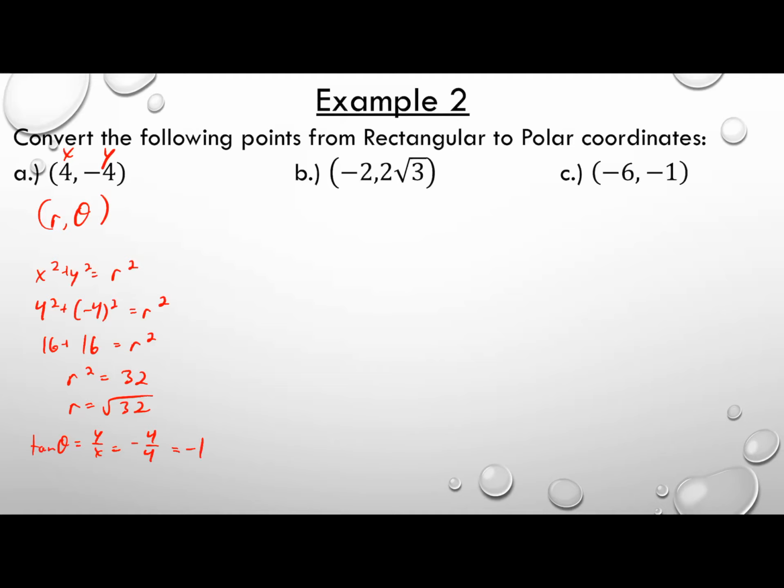Now, for this problem, let's try to think about the unit circle. So let's not use a calculator. Let's try to think of the unit circle. So where on the unit circle would tangent be equal to negative 1?